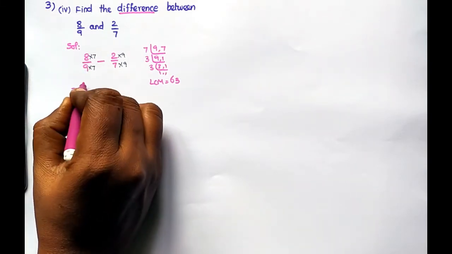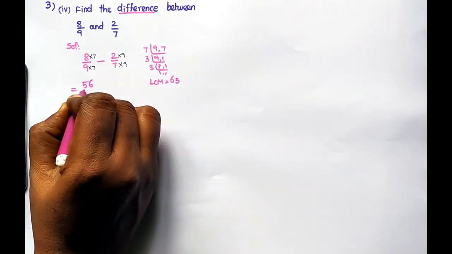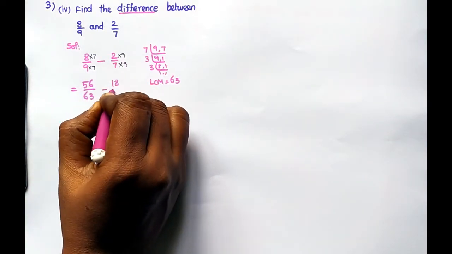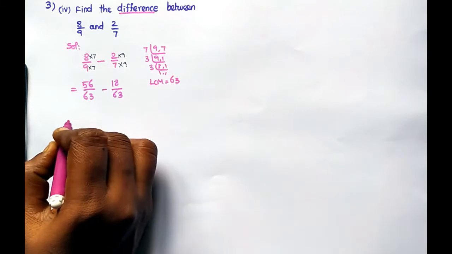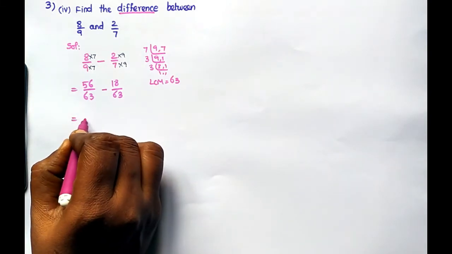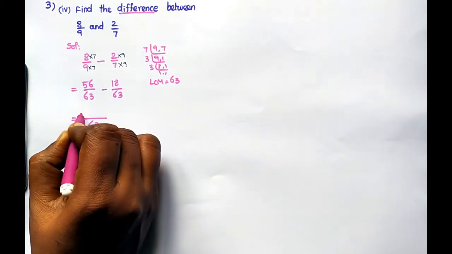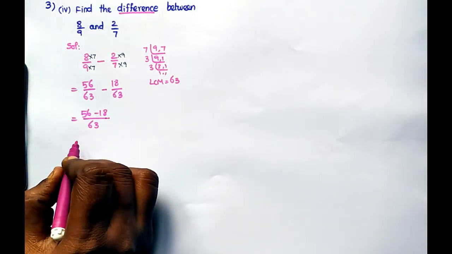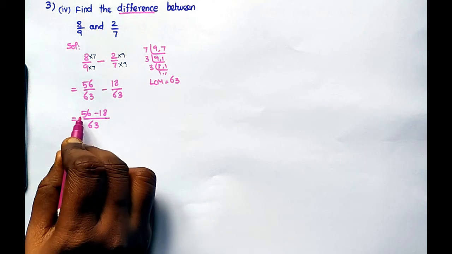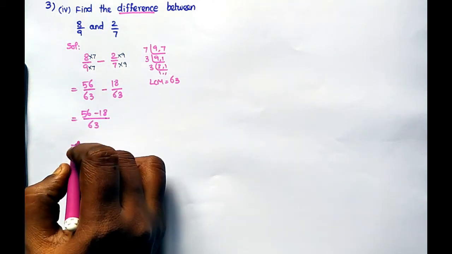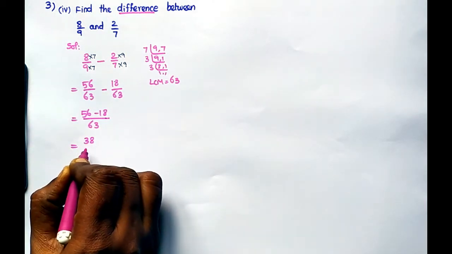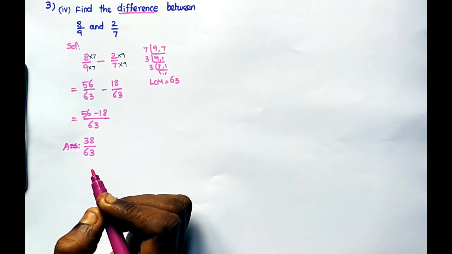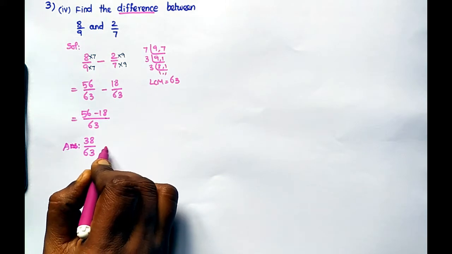7 8s are 56 divided by 63 minus 2 9s are 18 divided by 63. Now denominators are the same, so 56 minus 18. 56 minus 18 means we get 38 by 63. That is the answer, 38 by 63.